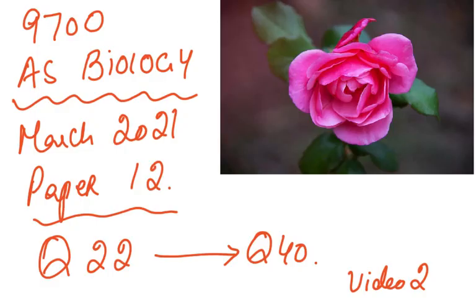Bismillahirrahmanirrahim. 9700 AS Biology March 2021 paper 1-2. We're going to discuss question 22 up till question 40 in this second video, which follows the initial video on this paper.